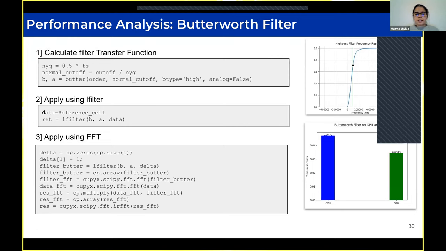But since with CuPy there is a very fast implementation of FFT, the idea is to actually apply this Butterworth filter on just one delta signal, that is just one value, and then do the element-wise multiplication with your actual signal. And here is a performance analysis for 2.5 data points when this filter is applied on GPU, when the data is stored on GPU and the filter is created already on GPU as well.